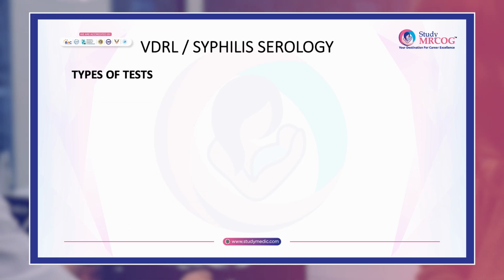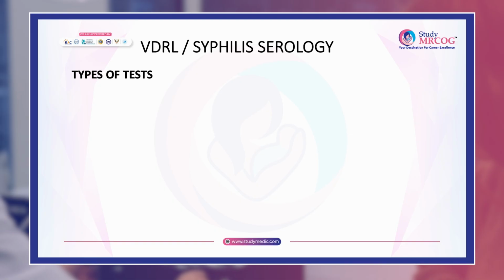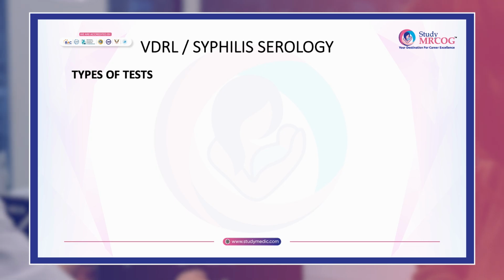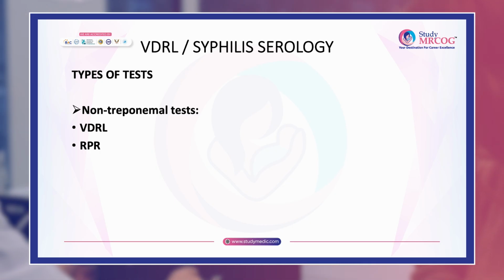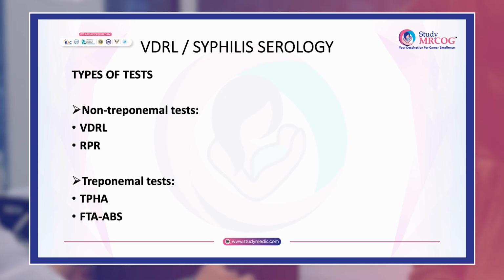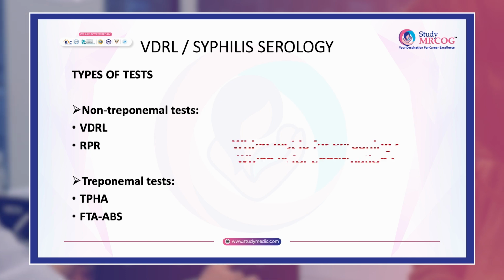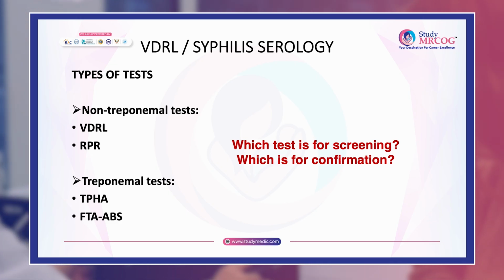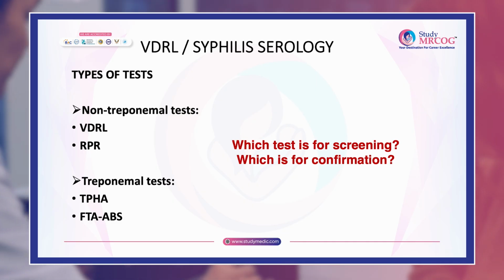Next, we move on to syphilis, which is another favorite for the MRCOG exam. And although it seems like a trap, it really isn't. There are two types of tests that we do for syphilis. Firstly, we do the non-treponemal tests, which are VDRL and rapid plasma reagin tests, and the others are treponemal tests, which are the TPHA and FTA-ABS tests. Now, the first thing that we need to know is which test is for screening and which is for confirmation. The non-treponemal tests are used for screening, and once they come positive, then we move on to the treponemal tests for confirmation.